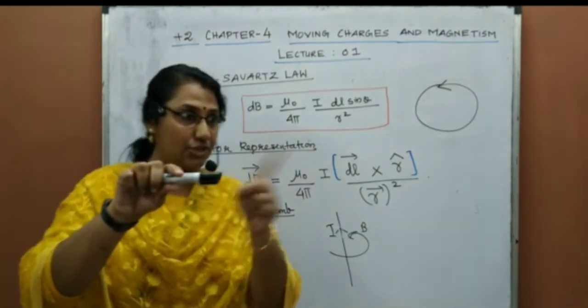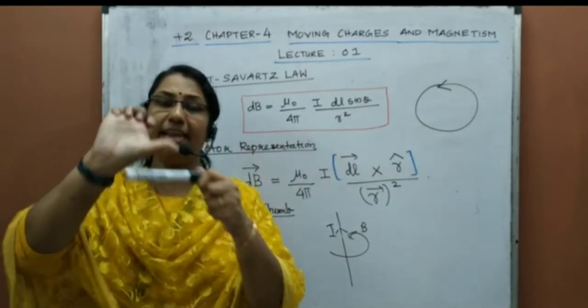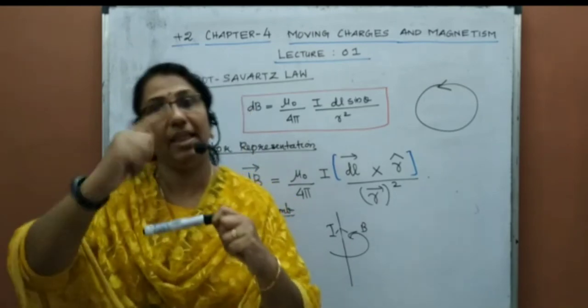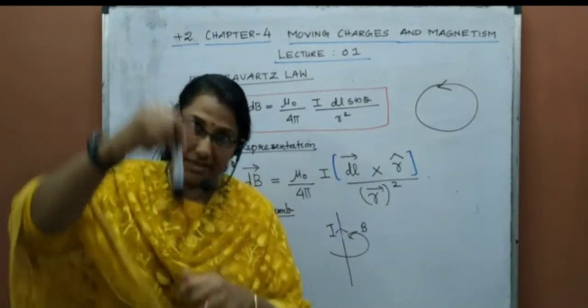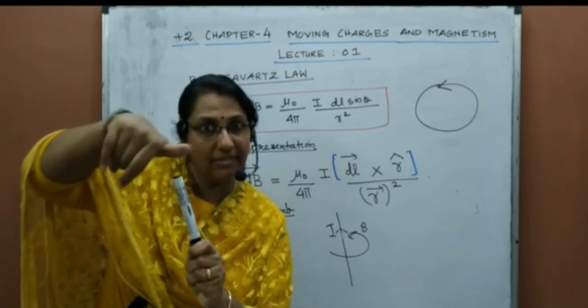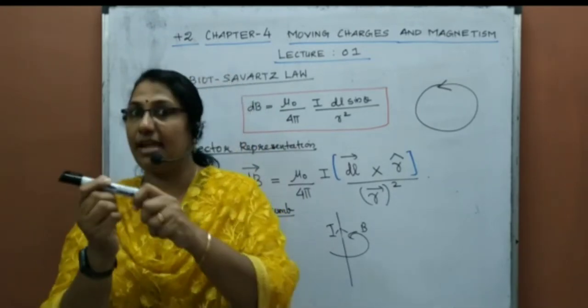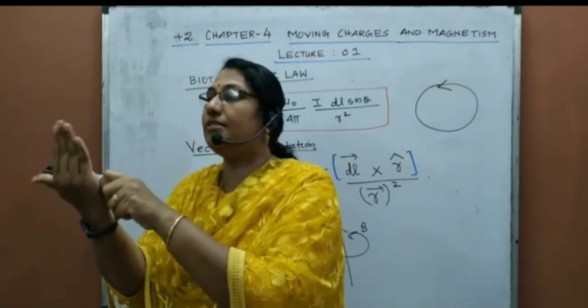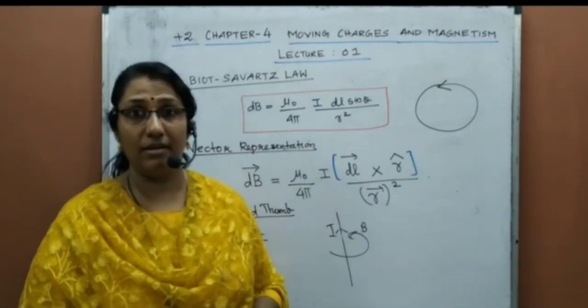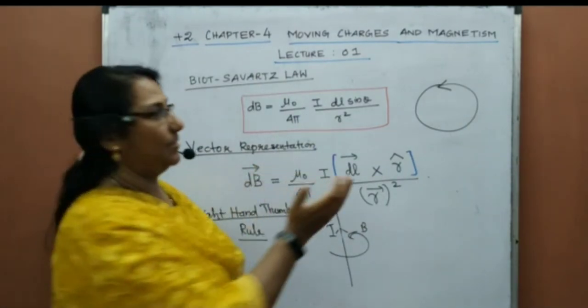Okay, if the current is towards this direction, then thumb towards the direction of current, curlings of the finger will be like this. If the current is in downward direction, thumb downward, the curlings of the finger will be in this direction. If the current is in this direction, thumb in this direction, the curlings of the finger will be like this. And if the current is circular, then rotate the fingers.